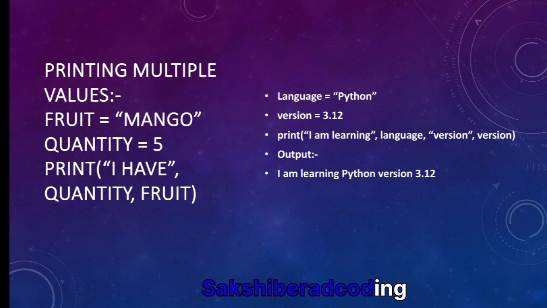Examples: fruit equal to mango, quantity equal to 5. Print in brackets I have, comma quantity, comma fruit. Notice how print automatically adds spaces between items.